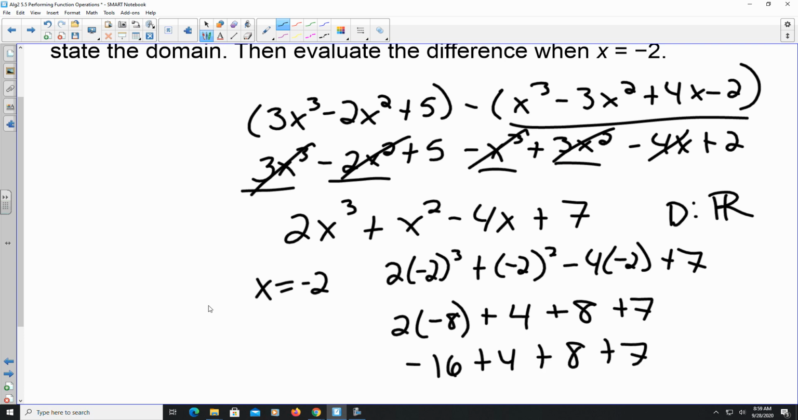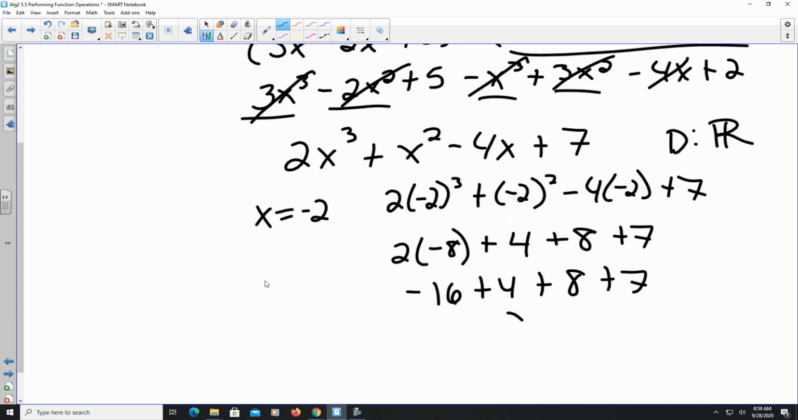So when I take care of that, plus 4 plus 8 plus 7, we got 3. So we got f minus g of -2 would equal 3.